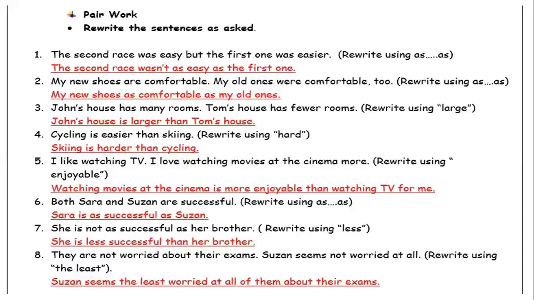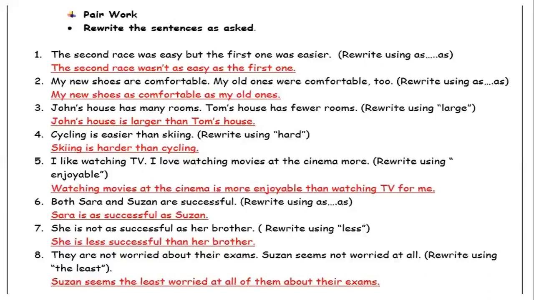Now, number 6, both Sarah and Susan are successful. So they are equal, Sarah and Susan. Sarah is as successful as Susan and Susan is as successful as Sarah. Both of these sentences are correct because they are equal and successful.